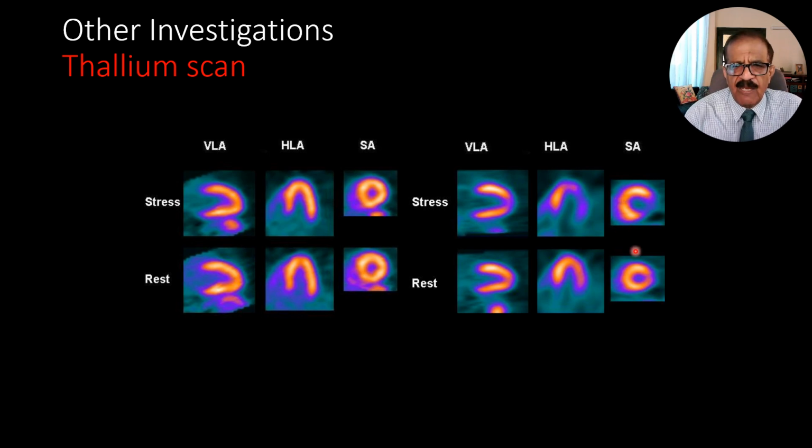But this is a very important sign. Now if there is a defect like this, but that persists after 5-10 minutes, you repeat the scan and this defect persists, that would mean that there is ischemia, but it is not reversible. Probably there is complete occlusion of the artery, and there is almost complete necrosis, the fibrosis or scarring of the myocardium. There is no point in doing a revascularization procedure.